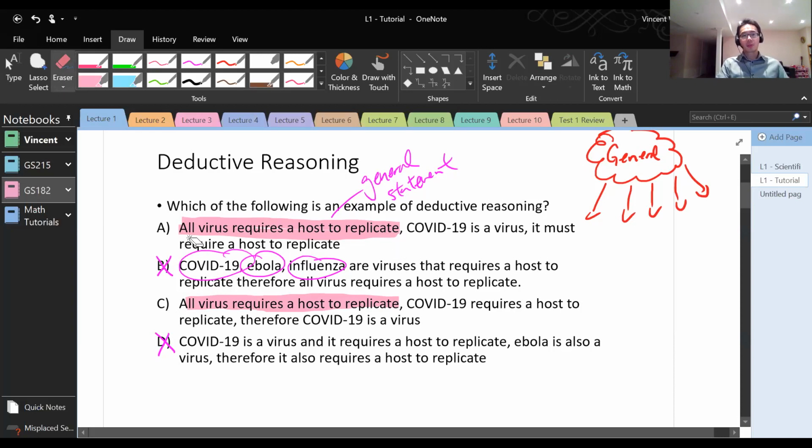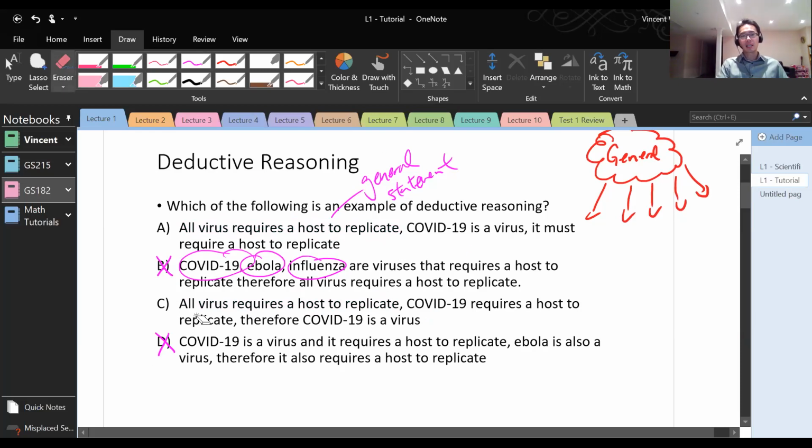Well, let's take a look at the first one again. All viruses require a host to replicate. COVID-19 is a virus. It must require a host to replicate. Whereas this one says COVID-19 requires a host to replicate. Therefore, COVID-19 is a virus. So at first glance, they are very similar, okay? But you really have to think about how the logic is flowing in these statements.